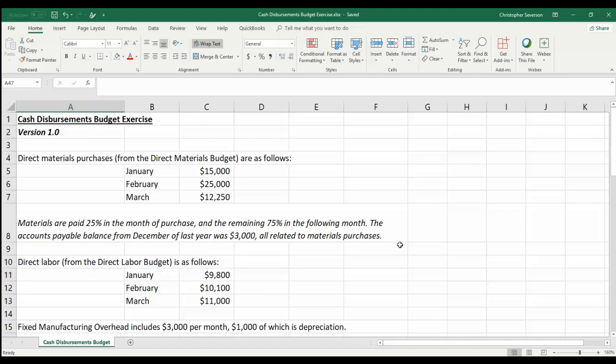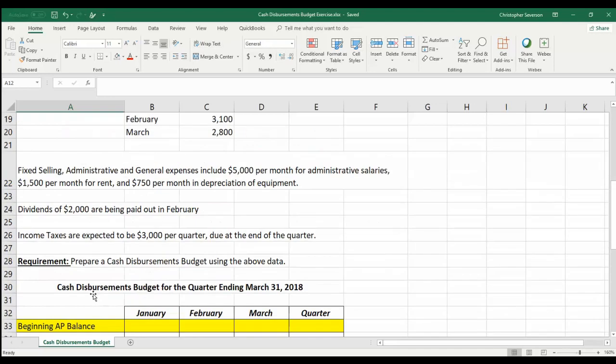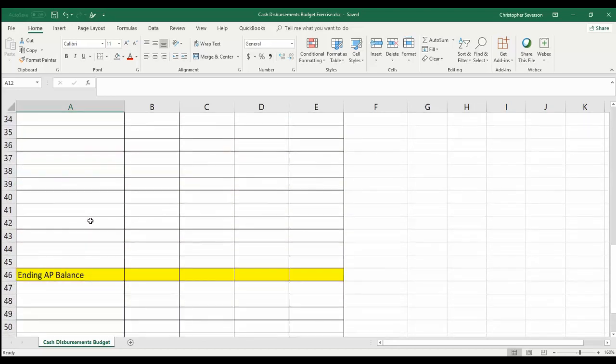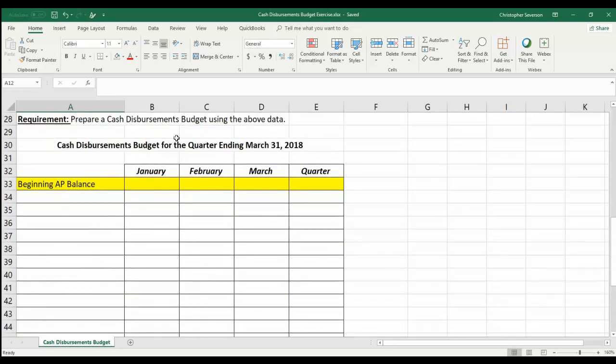But for the rest of it, we're going to have a variety of different things we're paying for in a given month, but we don't have to worry about carrying that over from period to period with those. So what I have here is some information we'll go through, and at the very bottom you'll see a little template, and the whole point of this is to fill it out. We have the cash disbursements budget for this entire quarter along with quarterly totals. Very similar to the cash receipts budget.